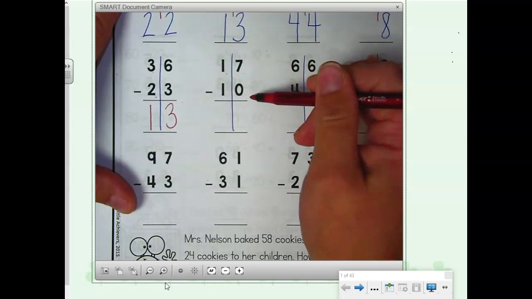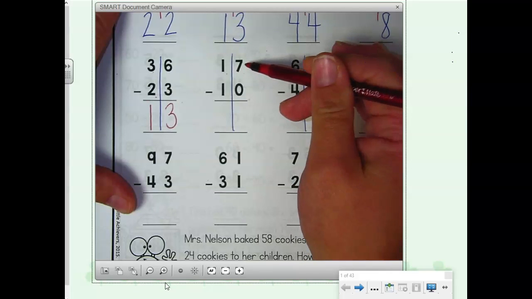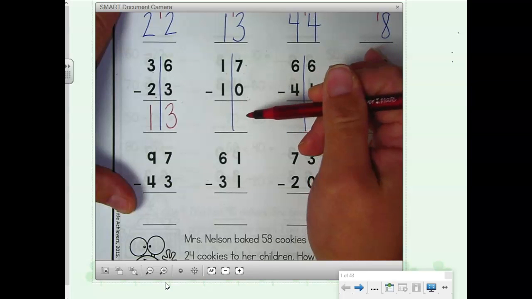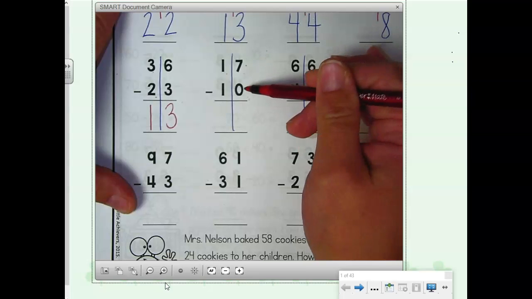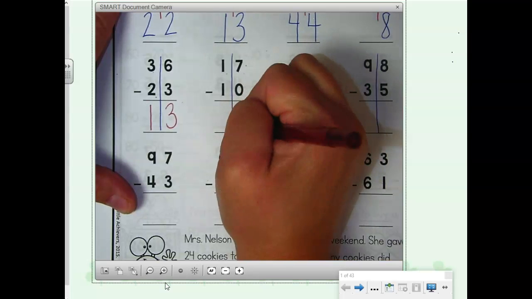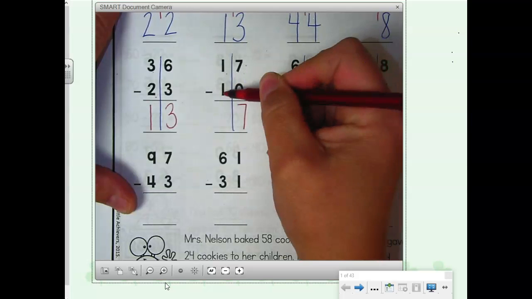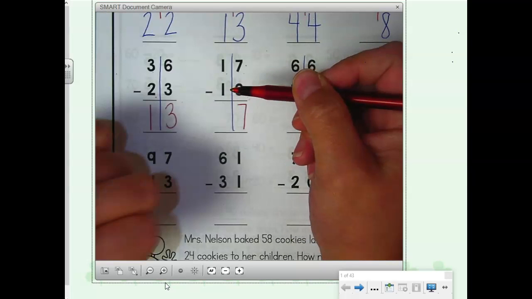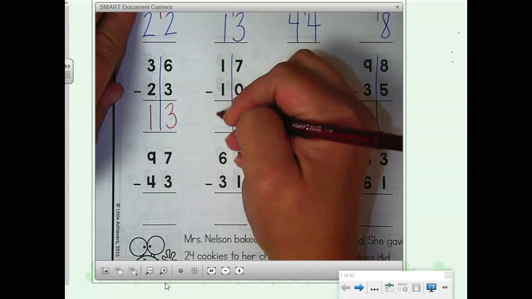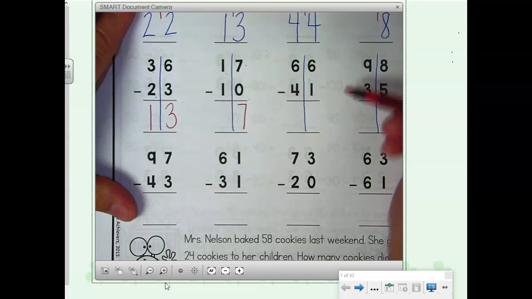17 minus 10. Start on your 1. Start on the right. 7 minus 0 is 7. Remember, it's like a grape. You can eat it and pull down what's left. 7. All right. 1 minus 1. I have 1, but I take it away. Have nothing left. All right, so you could put the 0 there, but we don't need it as a placeholder, so we can leave it off.